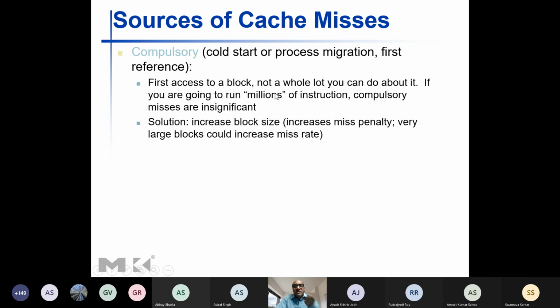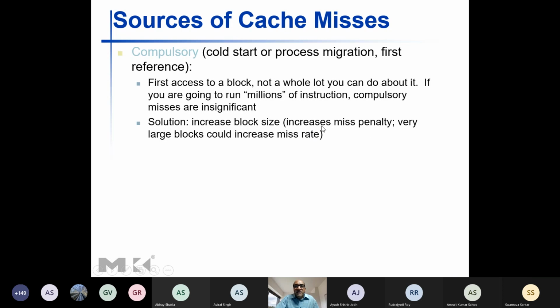Instead of just having a block size equal to one word, these compulsory misses will be more and more. So if you increase the block size, then the compulsory misses can be reduced to some extent. But the problem is that if you increase the block size to very extreme, higher orders, then it leads to other issues also. Like, if you increase the block size, the miss penalty will increase.